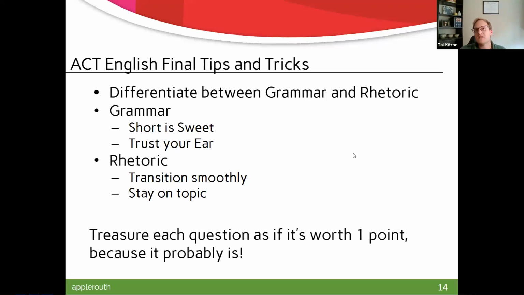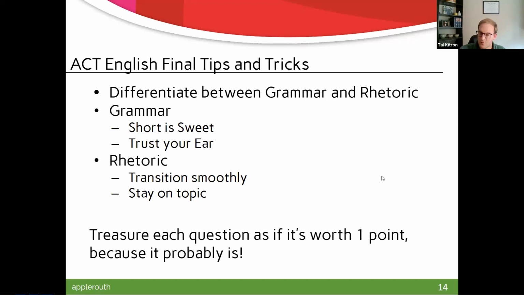My advice on English, especially for high scorers, is treasure every question as if it's worth 1 point, because honestly, it probably is. So like you miss a couple of questions out of the 75, your score will drop from like a 36 to a 34, right? And it's not every question, but pretty much 1 or 2 questions, you'll drop a point. That's tough. It's graded on a curve, but it's because a lot of the 75 questions, if you know your rules, will be simple, and there'll just be a few that are a challenge.